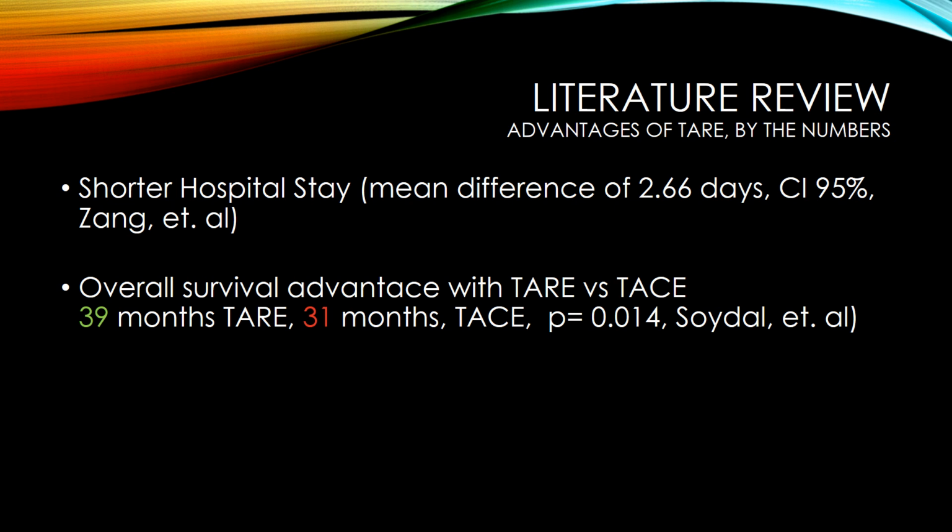Patients who had radioembolization had a shorter hospital stay with a mean difference of 2.66 days, largely because it's an outpatient procedure, whereas chemoembolization in 60 to 80% requires 2 days, 2 nights in the hospital. And overall survival was greater in the radioembolization arm with 39 months versus 31 months for chemoembolization.